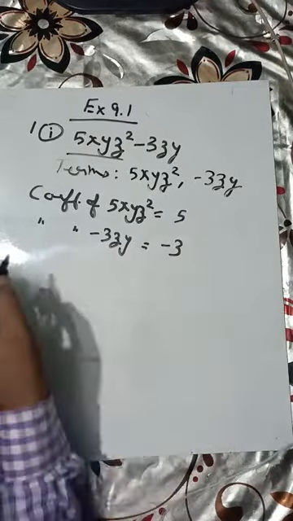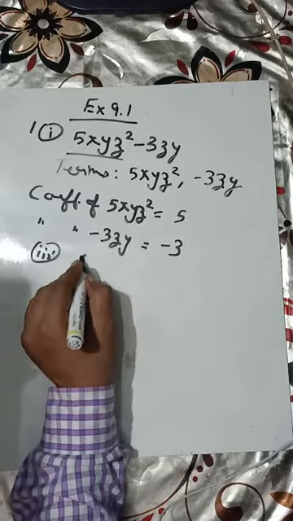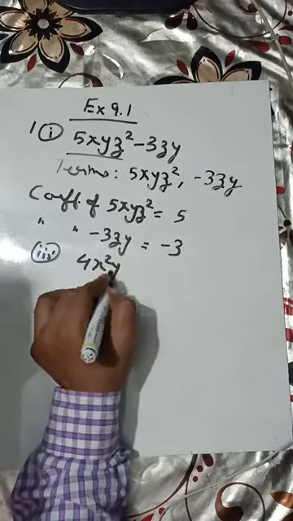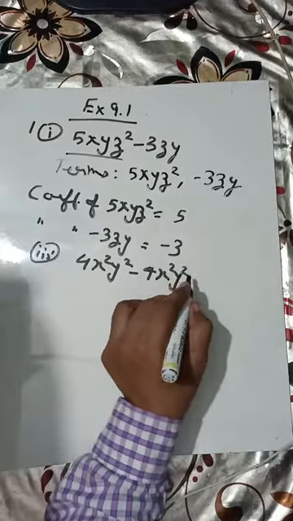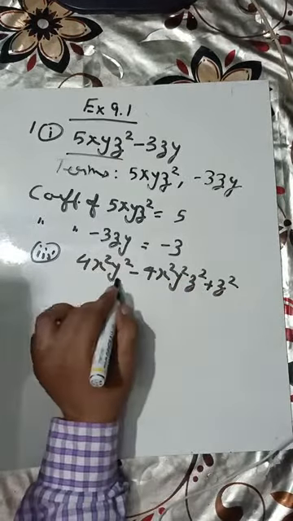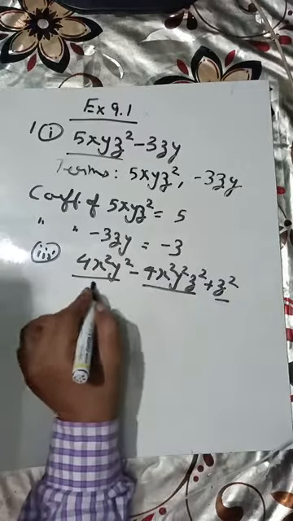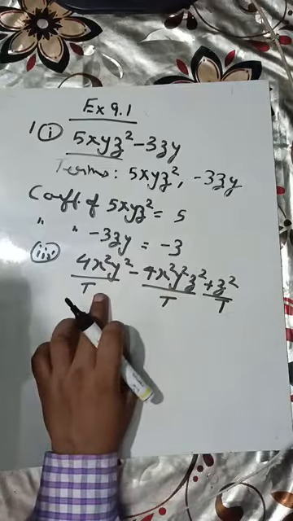Okay, let me take one more question here. Question number 3: 4x square y square minus 4x square y square z square plus z square. Now these are what? Terms. I'm not writing them separately, but these are called terms. So there are three terms.